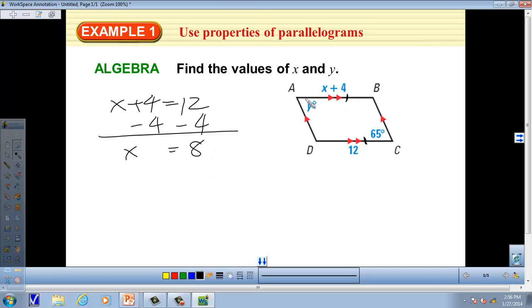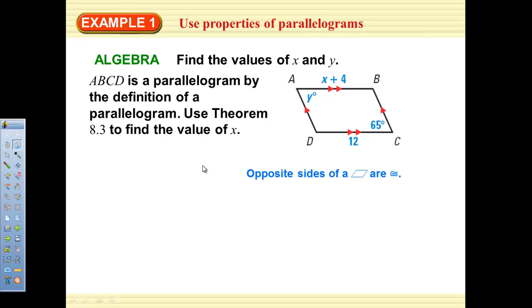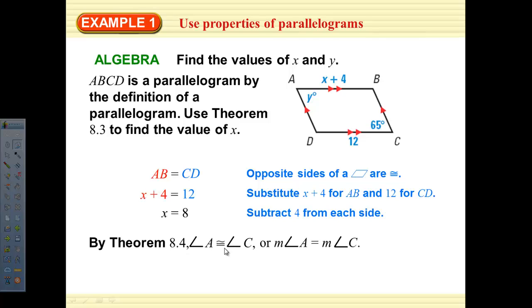Then we also know that opposite angles are congruent, so this angle and this angle are congruent, and y is equal to 65 degrees. So make sure you have those properties memorized. We know this is a parallelogram, by the way, by the defining characteristic that opposite sides are parallel. So again, opposite sides are congruent, so therefore x plus 4 equals 12, and x equals 8. For the other theorem, we know opposite angles are congruent, so they're also equal, so y equals 65.